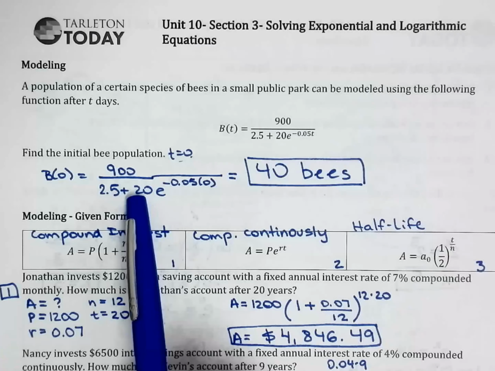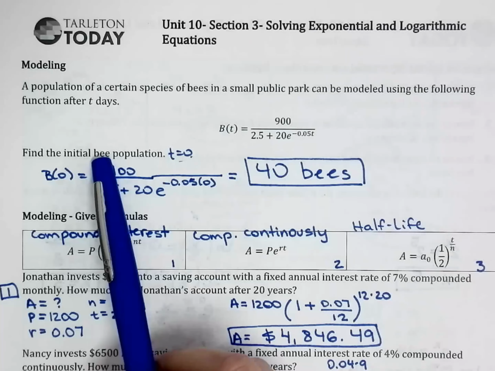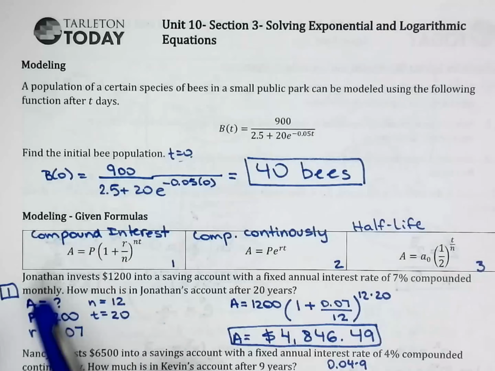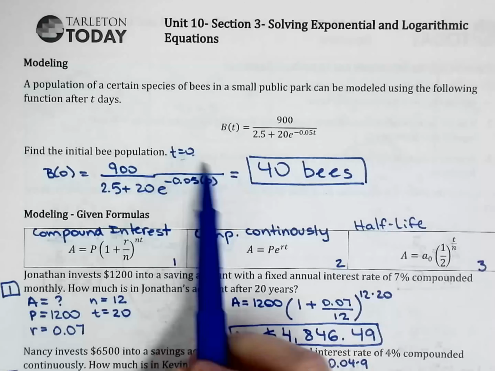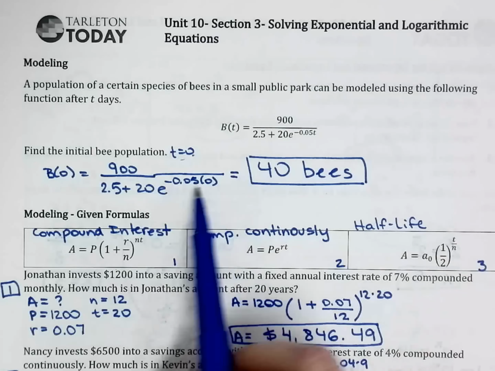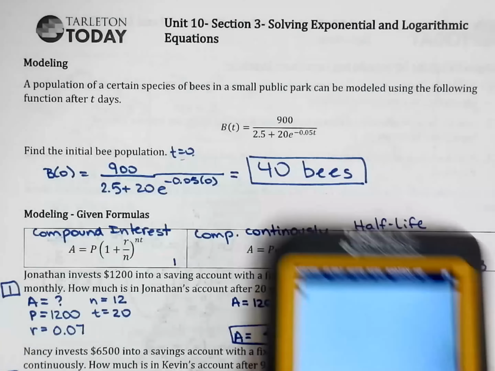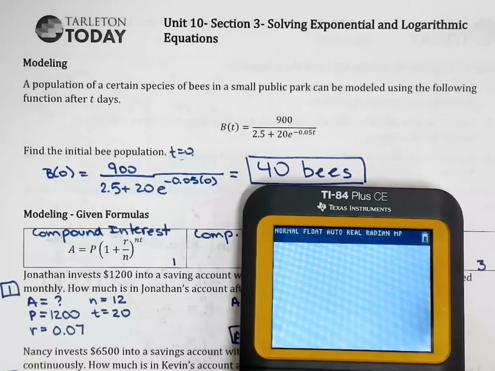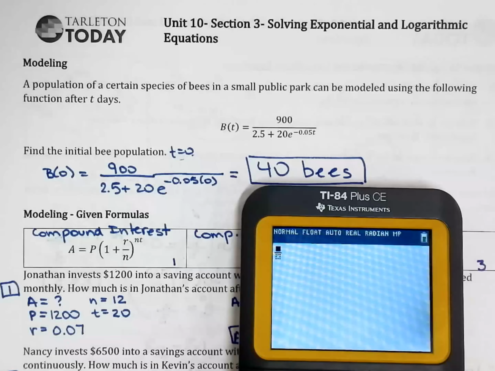So that's what you need to think to yourself trying to find the initial population. Well, we're going to replace 0 right there for t in that equation. So after 0 days, how many bees do we have? And here's what you're going to do to put that in the calculator.